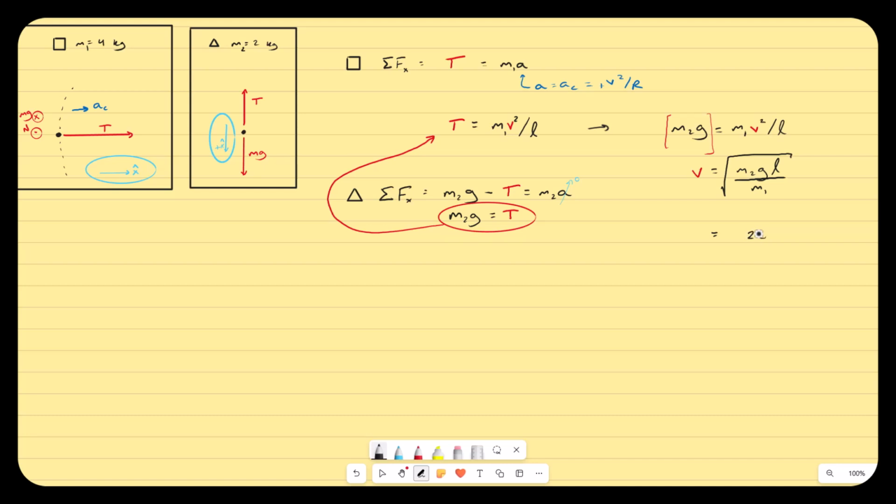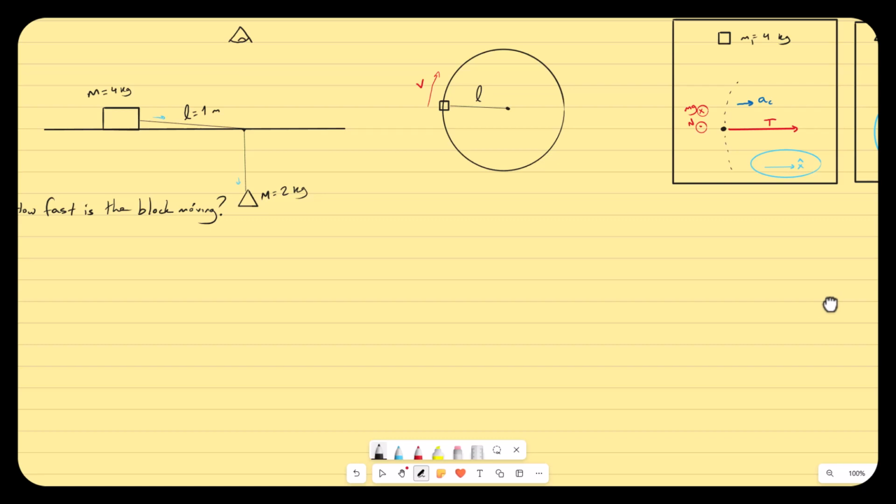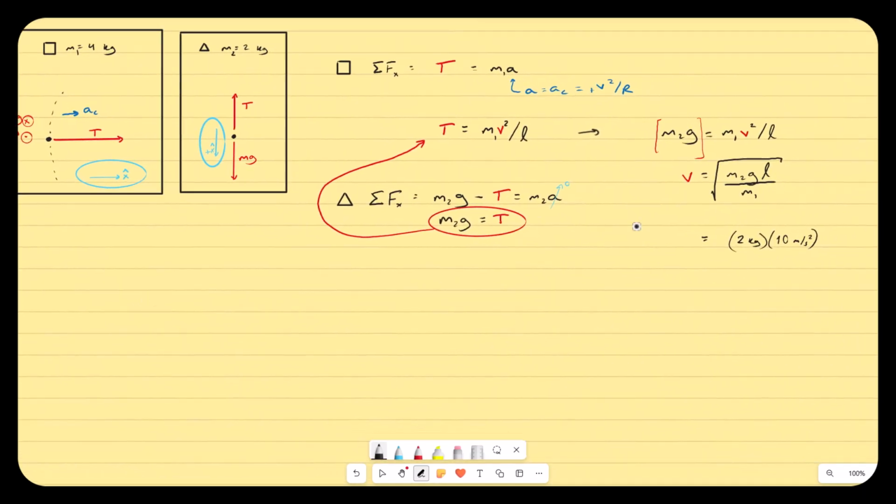So m2, 2 kilograms, times 10 meters per second squared, times my length, which was 1 meter, over m1, which was 4 kilograms, all under a square root. V works out to be about 2 1/4, a little bit less. It's going to be 2.23 meters per second. That's how fast I'm moving for this thing to stay steady. That's the whole problem.